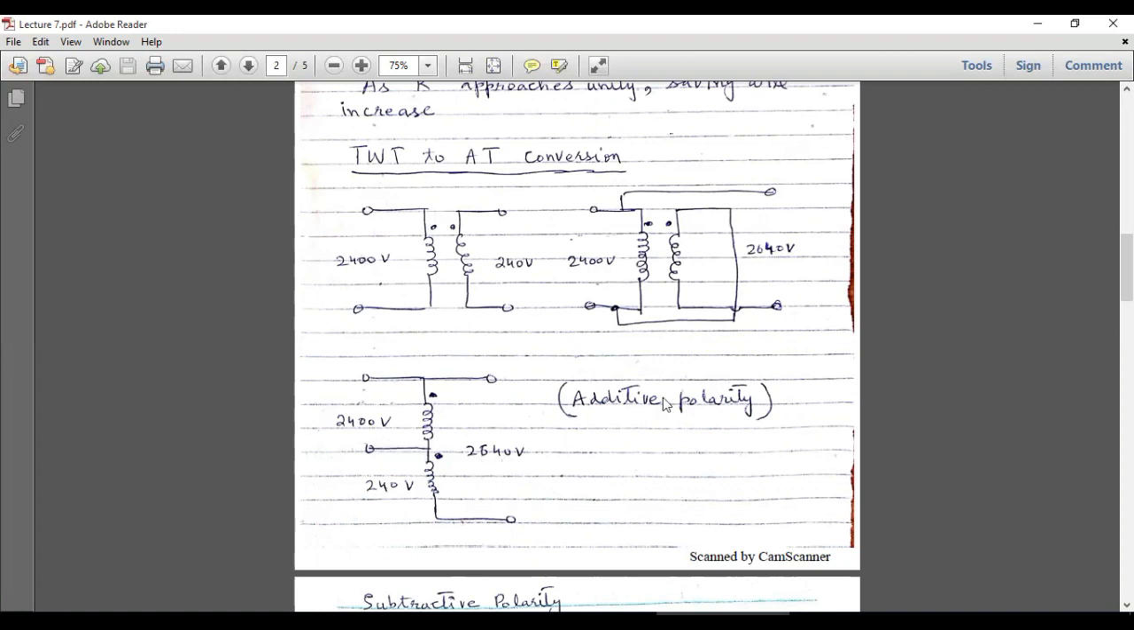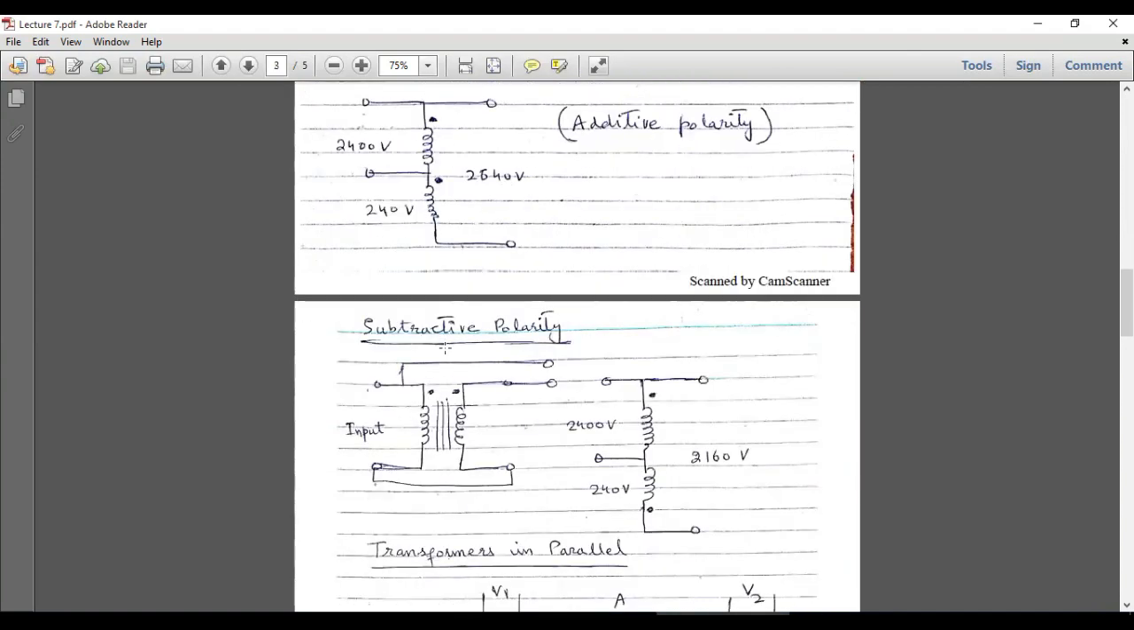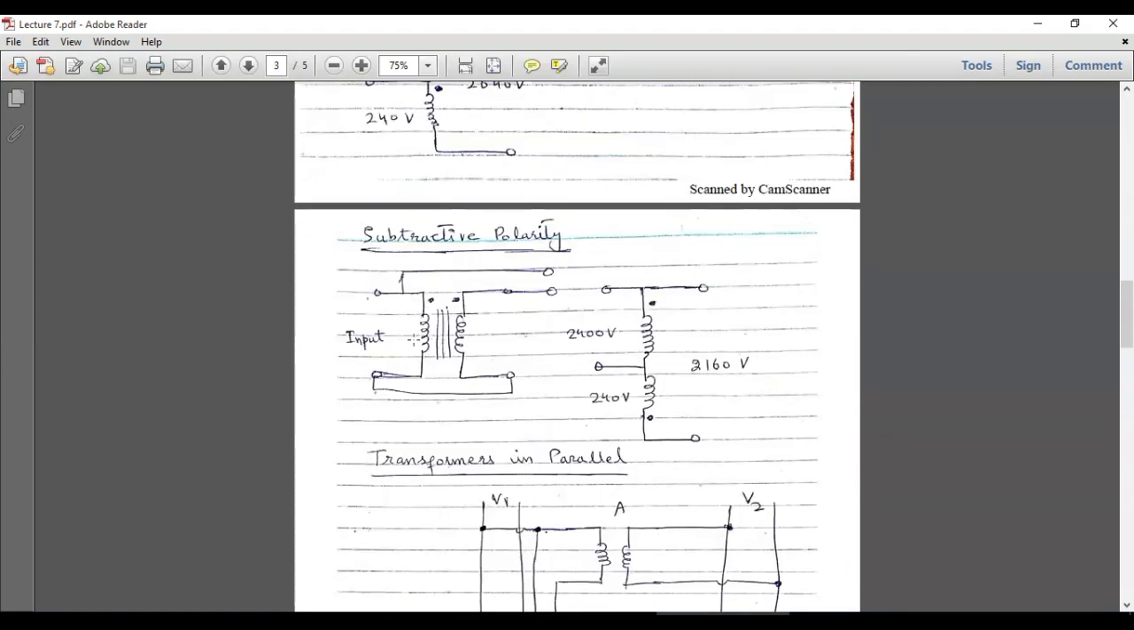Similarly, if we want to achieve the subtractive polarity, then this dot side should come at the bottom, and then such a connection will be achieved. So this is the first terminal, this is the input side, and this will come at the bottom, and these two sides will be connected with each other. So here we will get such a combination. So this is the dot side of the primary winding, and this dot side of the secondary winding will come at the bottom, and here we will have the subtractive polarity.